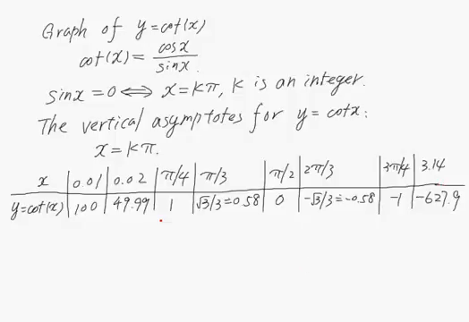So from these computations, we can know cotangent x approaches infinity as x approaches 0 from the right.